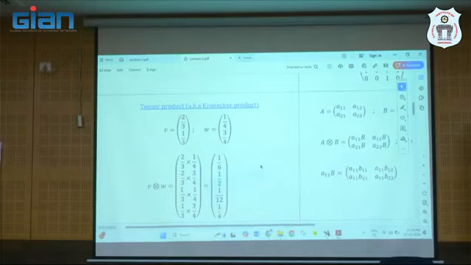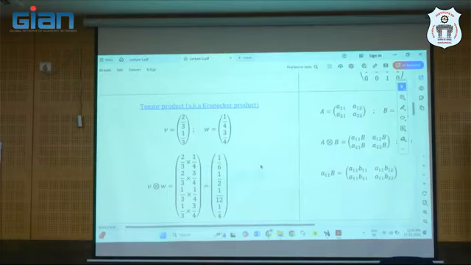Now you just see, I am just writing all the multiplications here. That's all I am doing. Agreed? Clear what is tensor product? This is also known as the Kronecker product.